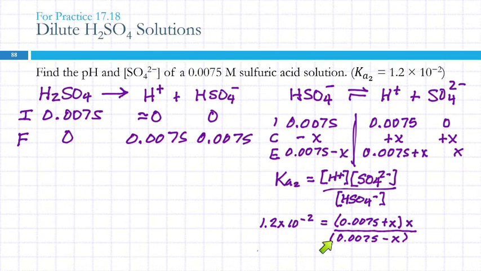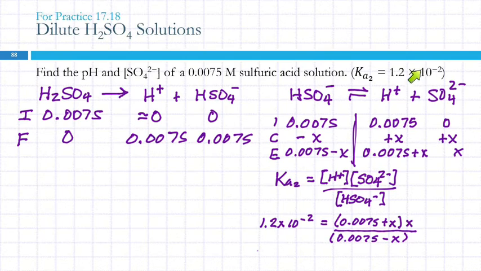This is the sort of setup where doing "X is small" makes the math super easy. Because if this is 0 and that's 0, then we've got 0.0075 on the top and the bottom. Those cancel out, and X is just the equilibrium constant. But we have to check and make sure. So let's take that equilibrium constant, 1.2 times 10 to the minus 2, and divide by the 0.0075. 160%. Not small. Not even close to small.